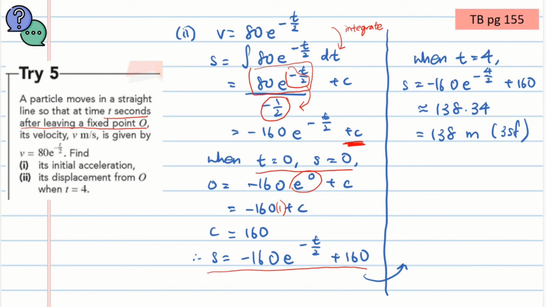The question just wants to find the displacement from O when t equals 4. We just have to take t equals 4 and substitute it into the displacement equation. Press that into our calculator, leaving our answer to 3SF, and I will have 138 meters as our answer.